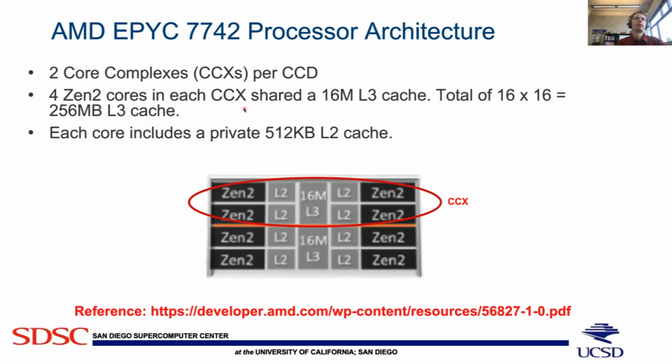Each of those cores in each CCX shares a 16 megabyte level 3 cache, right? So in total on the chip, there's 16 times 16, which is 256 megabytes of level 3 cache. But of course, each of those 4 cores has access to its own 16 megabyte level 3 cache. And then each core includes a private 512 kilobyte L2 cache. This L2 cache is accessible only to one of those cores, while the L3 is shared across four cores. In total you have 256 megabytes for each processor.